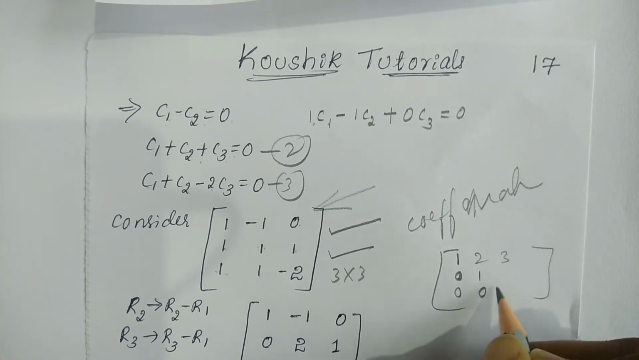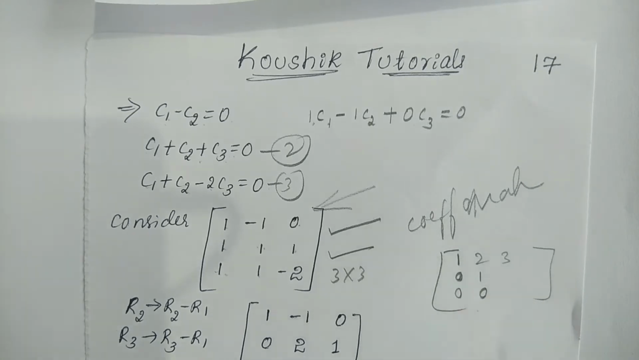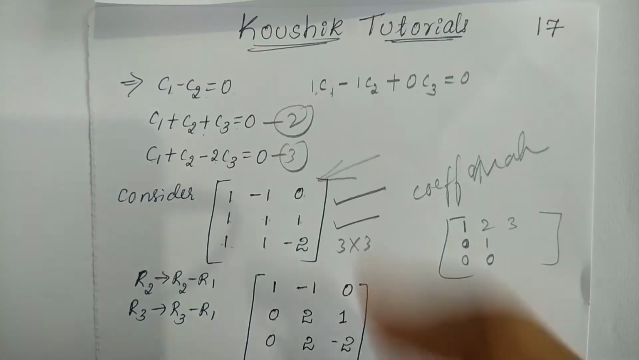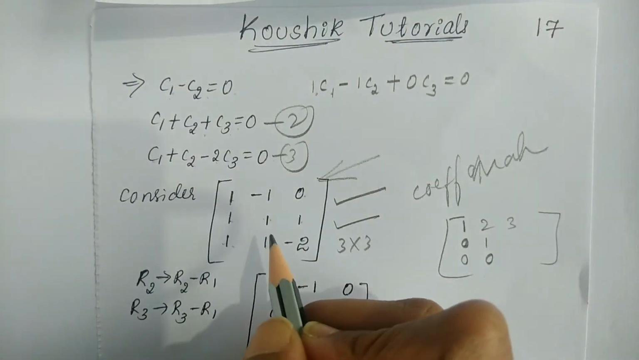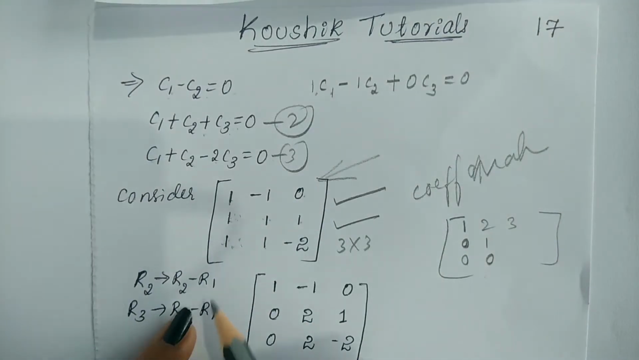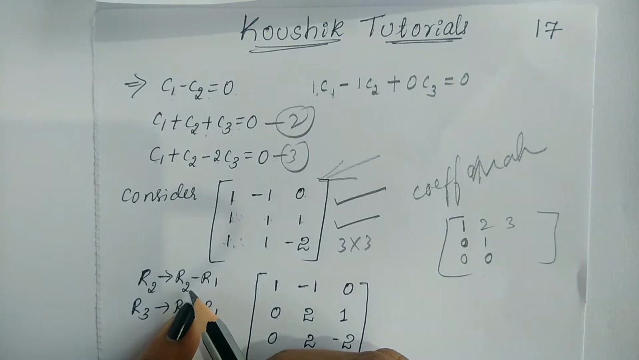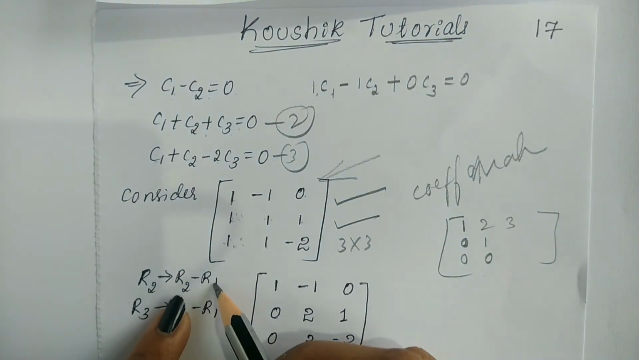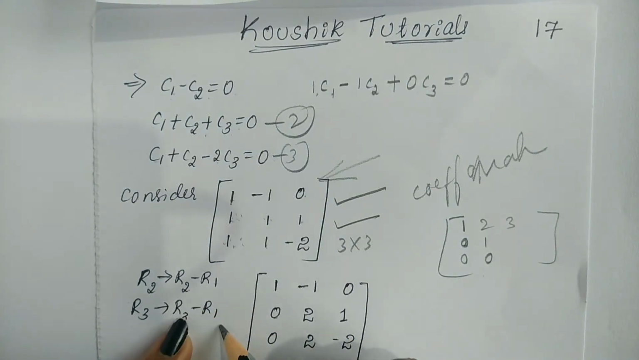Make below 0. Okay, so like that. So here this is the row reduced echelon form. For that, the first leading entry is 1, so no need to change that one. Below, we make these two entries below 1 as 0. For that I am operating the row operations: R2 changes to R2 minus R1 and R3 changes to R3 minus R1.